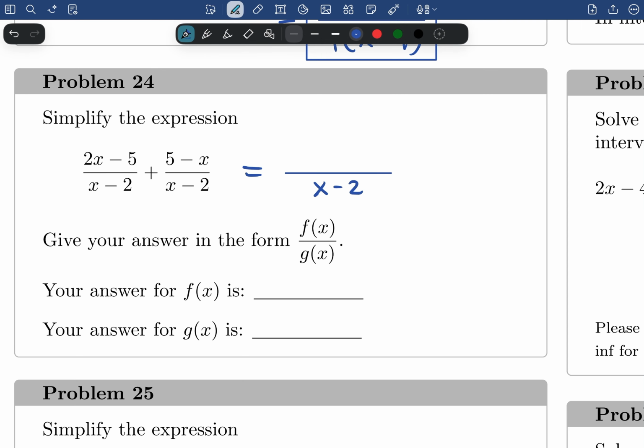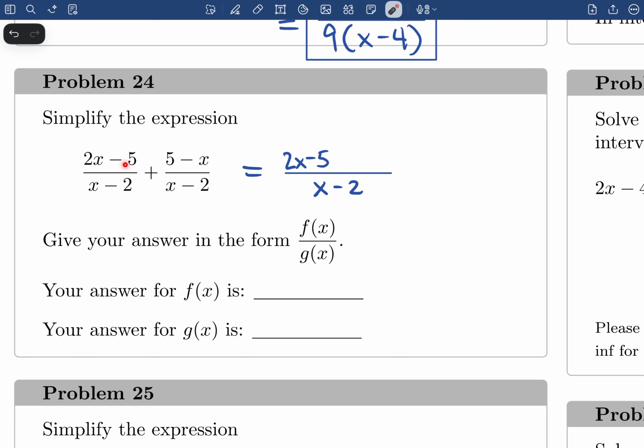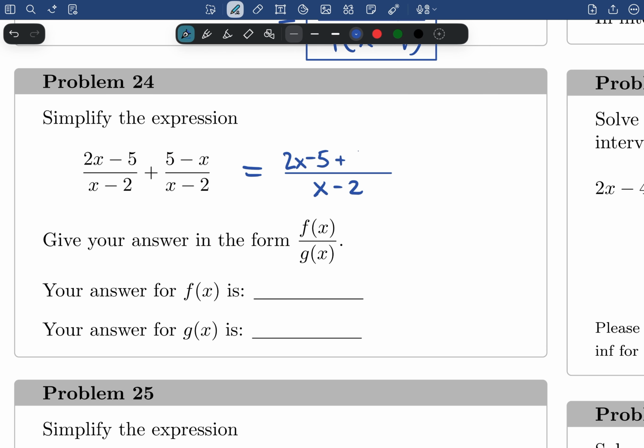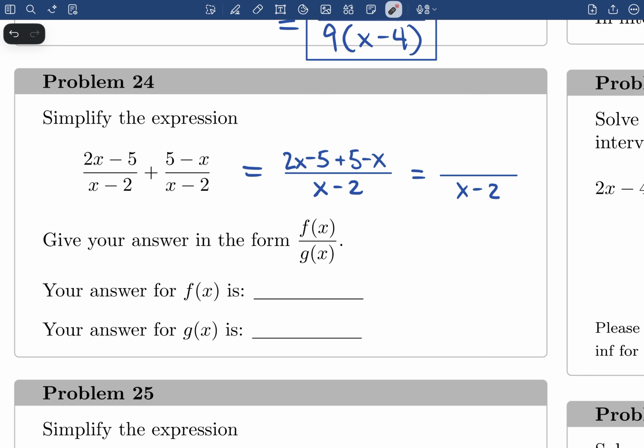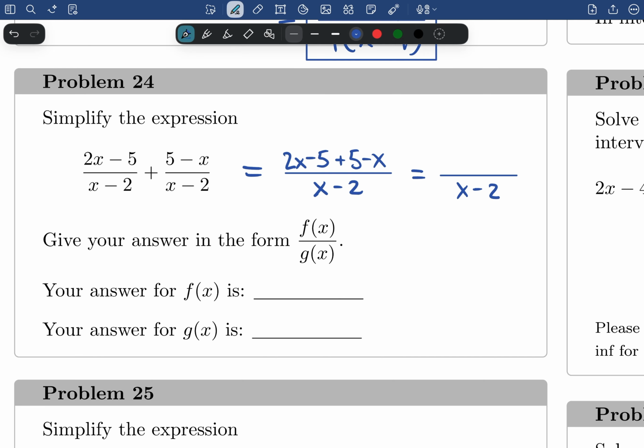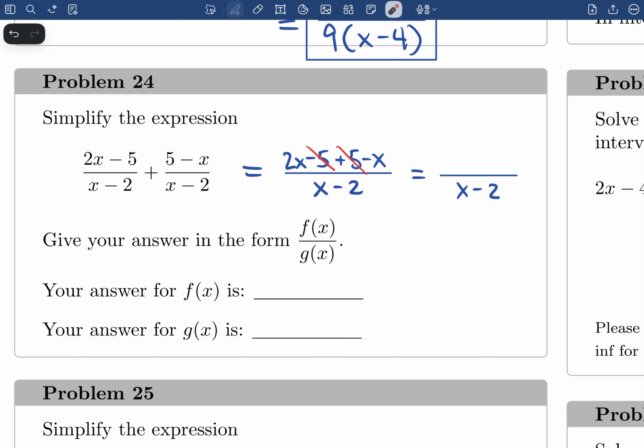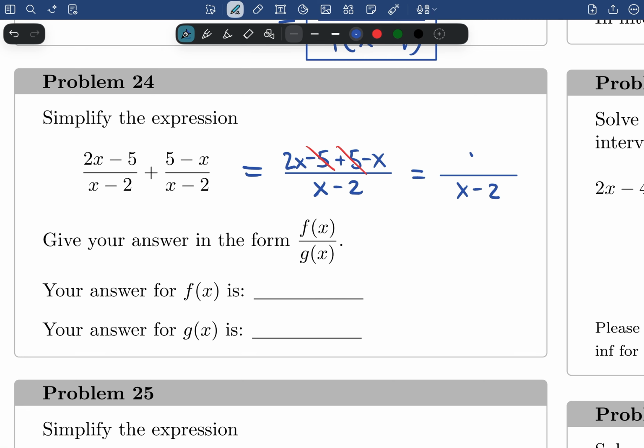Okay, so I'll make this easy for you to see. I have a 2x minus 5, plus 5 minus x. Now always ignore the denominator once you have that common denominator. You're not even going to think about doing anything to it. It's just staying the same, x minus 2. But that top, look, negative 5 plus 5, those cancel each other. Boom, boom. And 2x minus 1x, those are like terms. 2x minus 1x is just 1x. And this is my answer.